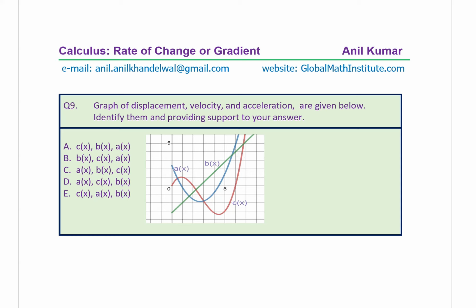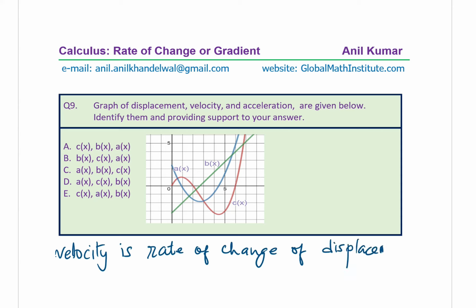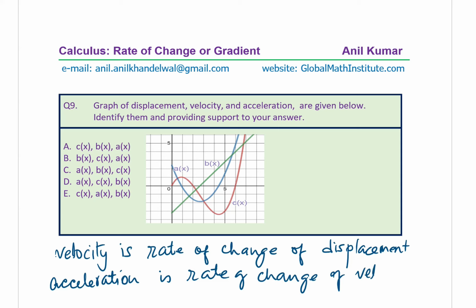So we know one thing, that is, we can write that velocity is the rate of change of displacement, correct? And we also know that acceleration is the rate of change of velocity. That should help you to figure it out.